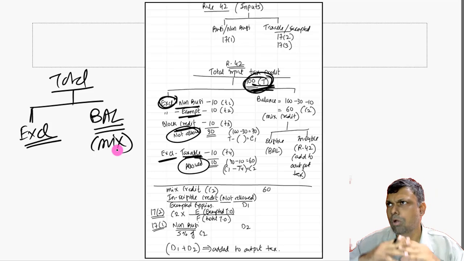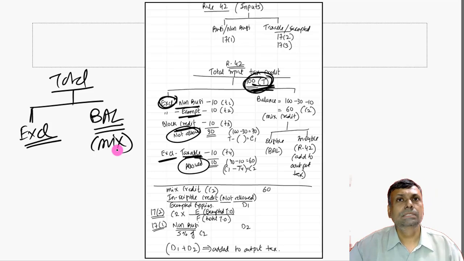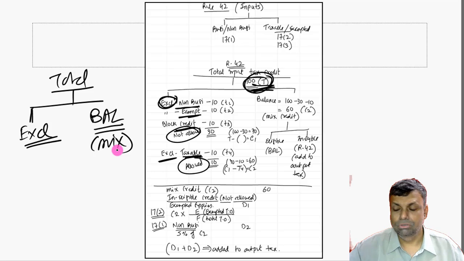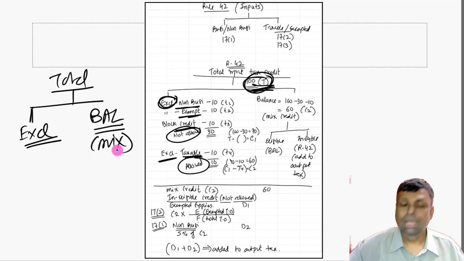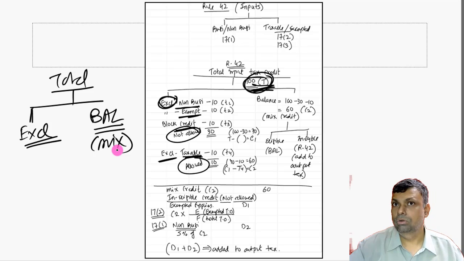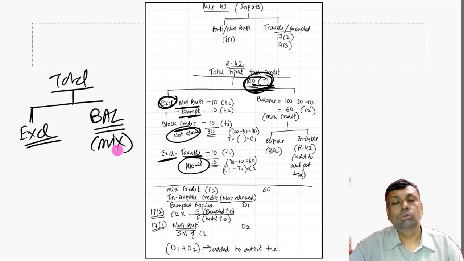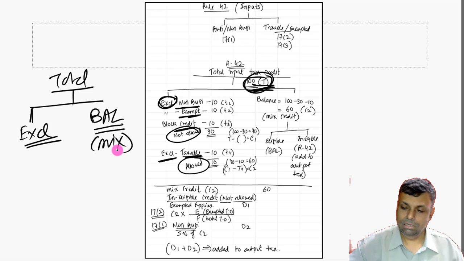That means you are not able to fully identify this balance exclusively for this particular purpose. So it is something like a mixed use, or you can say common credit. Now this common credit has to be disallowed in a certain specific manner. That means certain disallowance will take place out of this particular mixed credit.